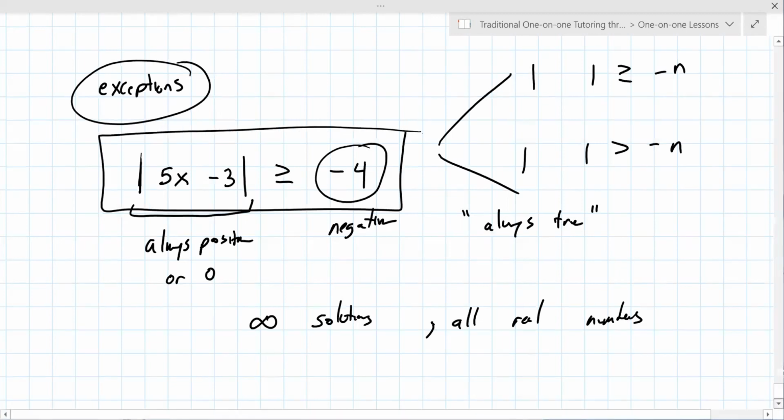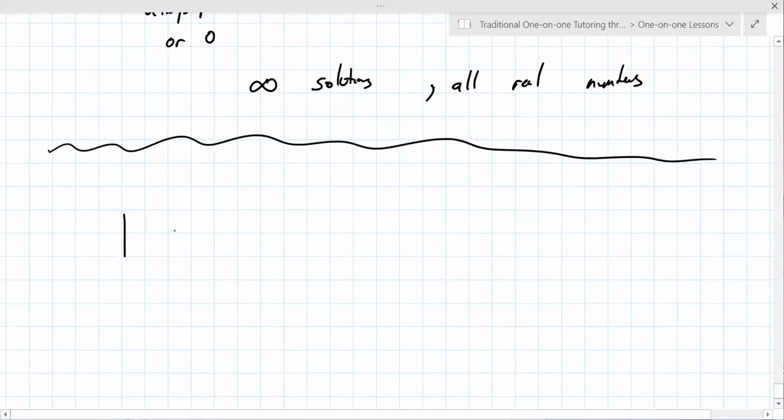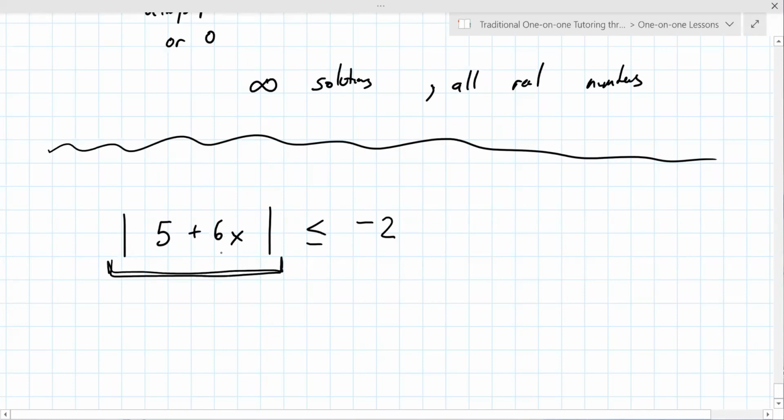Okay, now the other kind of exception here is, let's say I give you the absolute value of 5 plus 6x less than or equal to -2. So again, think about what this returns. You can put any number you want in here, pick any x you want. It's always going to give you a positive or 0.